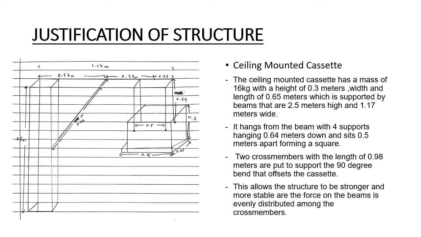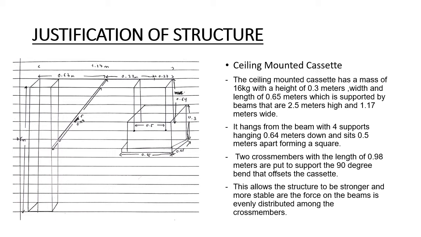Ceiling mounted cassette. The ceiling mounted cassette has a mass of 16 kg with a height of 0.3 meters, width and length of 0.65 meters, which is supported by beams that are 2.5 meters high and 1.17 meters wide. It hangs from the beam with 4 supports hanging 0.64 meters down and sits 0.5 meters apart, forming a square.